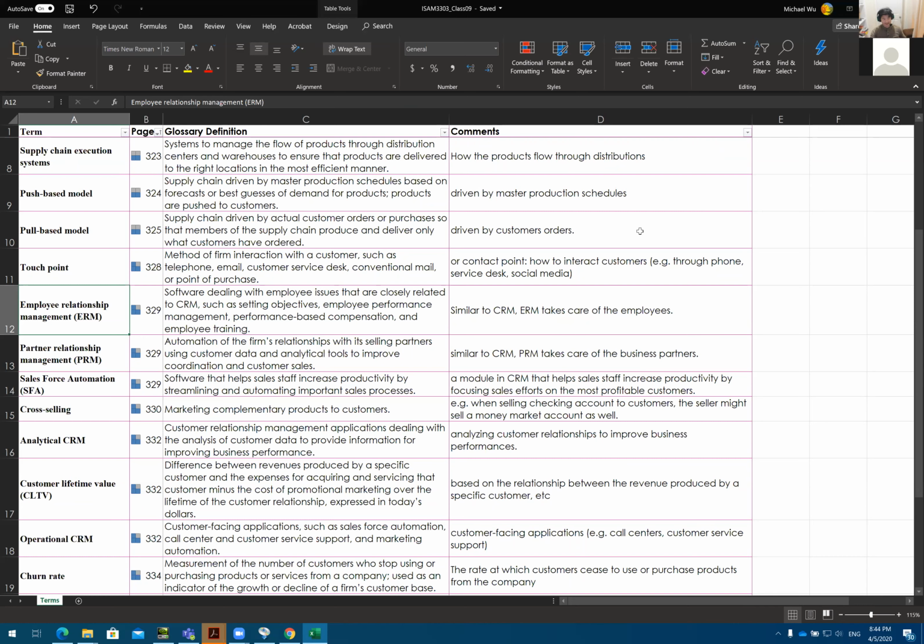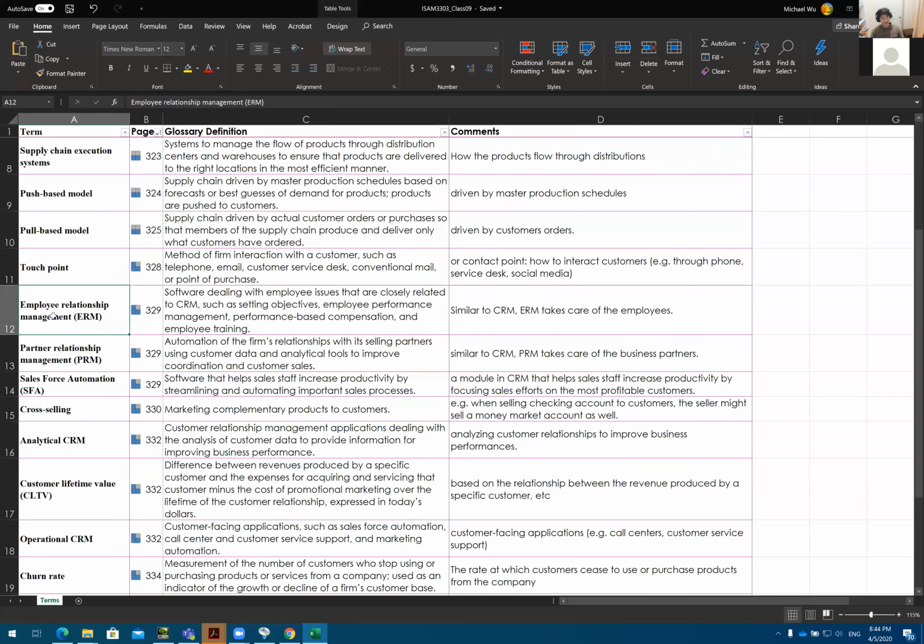So CRM. CRM is customer relationship management. An example of CRM is basically how a customer can use software to handle all kinds of transactions, like what they need from the company.